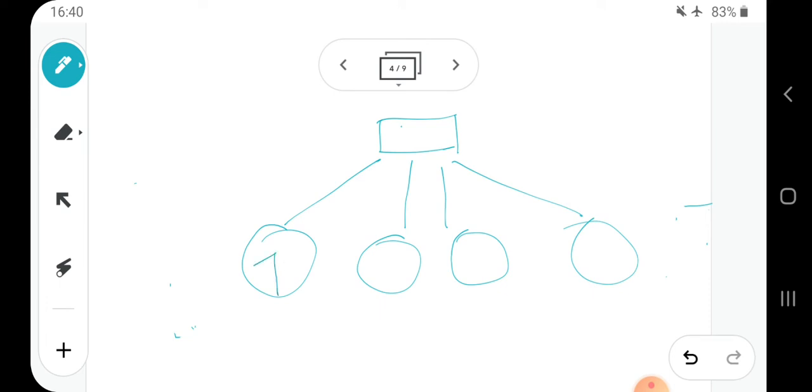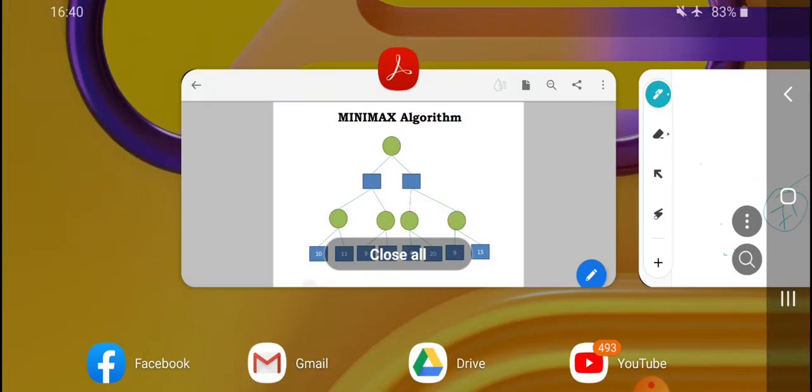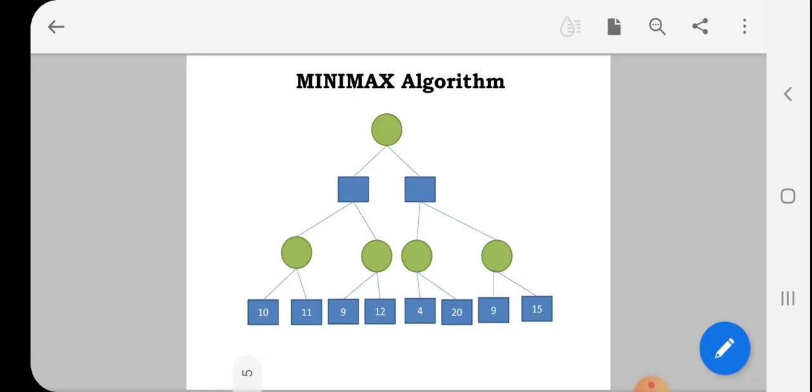Say this one has 71, this has 52, this has 32, and this has say 101. Among all these values, since 101 is the highest, this node will select 101. So hopefully we have culminated the idea of the minimax algorithm by now, and based on that we have taken out this particular solution which was already discussed on the board.